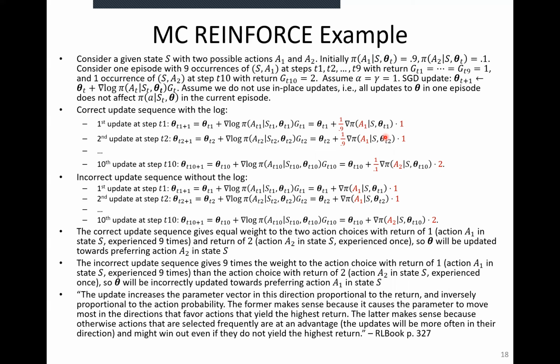Actually, I think this is not really exact, but let me finish this slide first. Then at the 10th update at T10, you're taking the action A2. So you have this expression, 1 over 0.1 times this derivative, and then times the 2, the return. If you do not have the log, then you have these expressions, with no multiplication by 1 over pi.